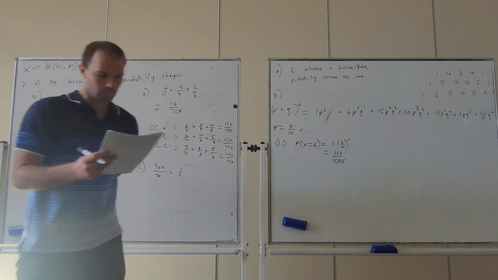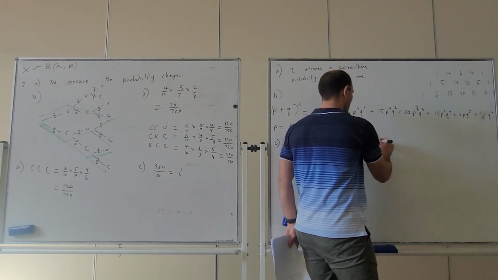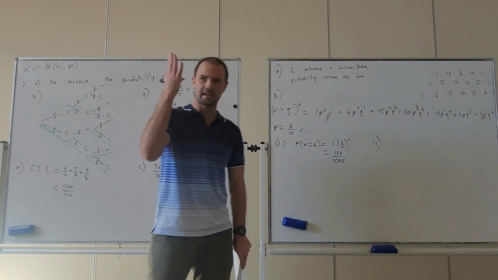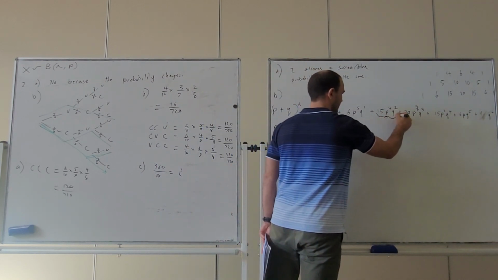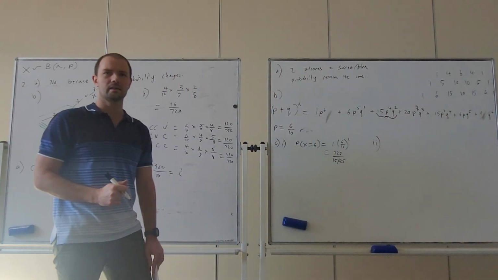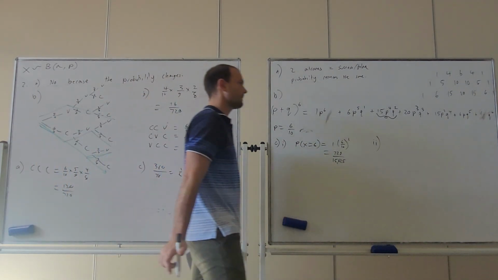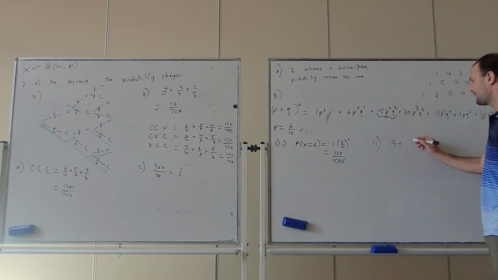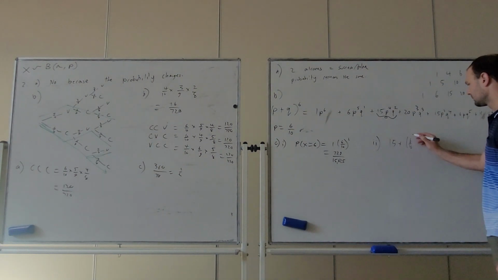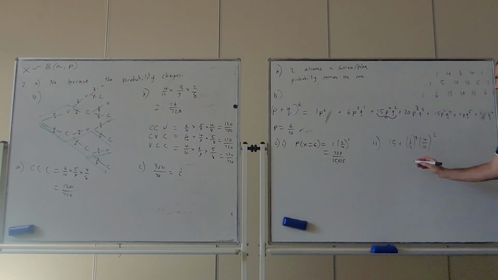Okay, on to part 2. What about 4 chocolate bars? 4 chocolate bars means 4 successes, and it corresponds with this event here. That's when we have P to the power of 4, the number of successes. So we have 15 multiplied by P to the power of 4, multiplied by the probability of a failure, 4 on 10 to the power of 2.